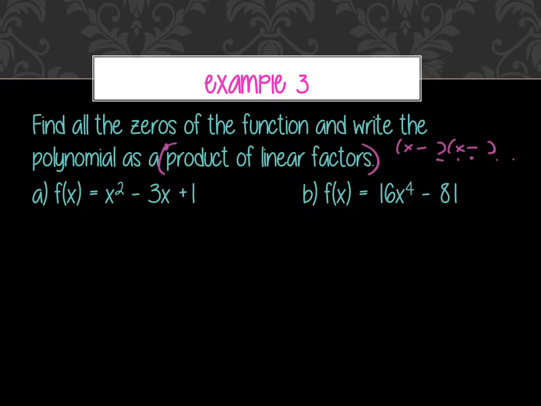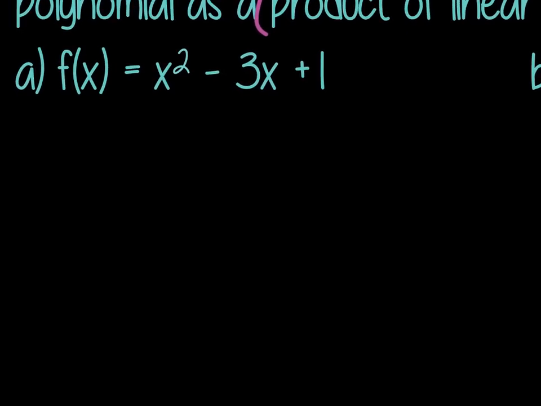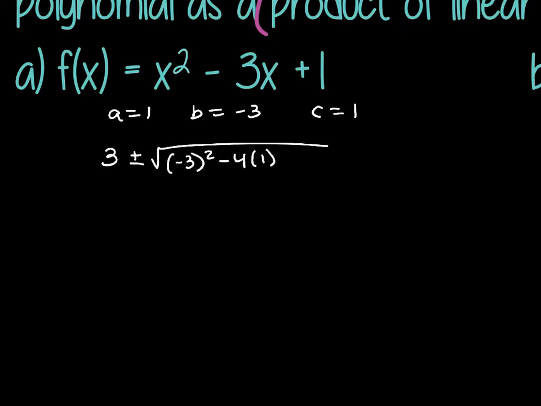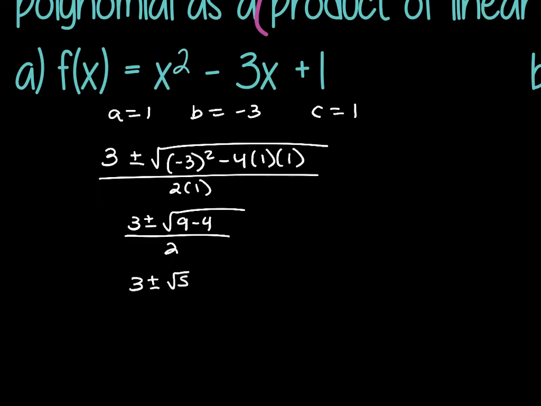Okay, look at A. Can you factor that? Can you use even root property? Nope. Even root property only works if it's something squared, like standard form, right? So what do you have to do? Quadratic formula. Or you could complete the square if you want to and then use even root. So a is 1, b is negative 3, c is 1. They should have gotten 3 plus or minus root 5 over 2. Everybody get that?